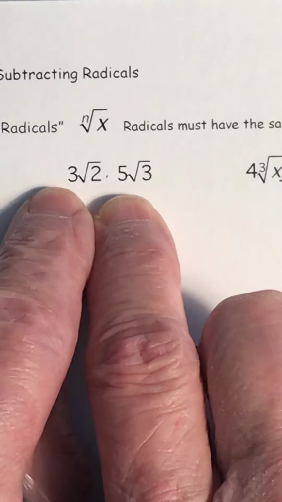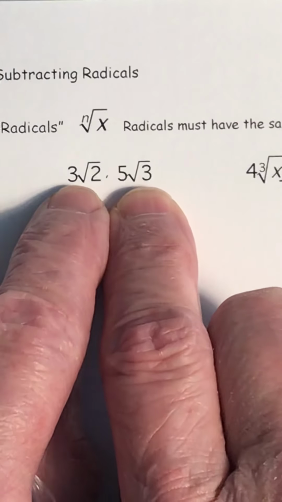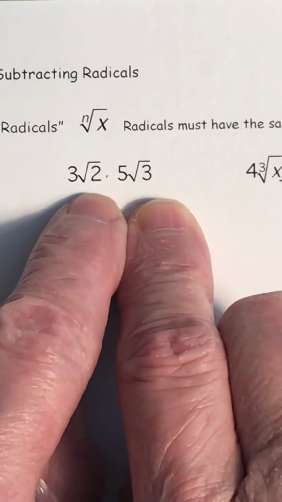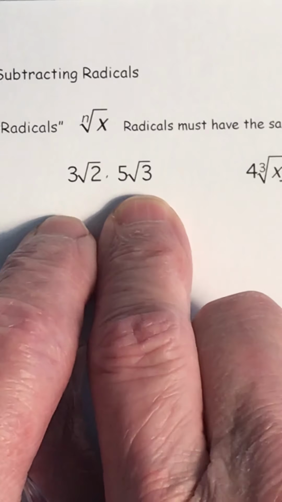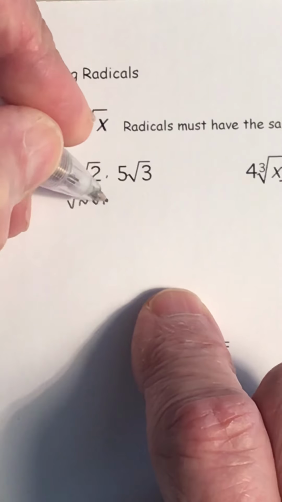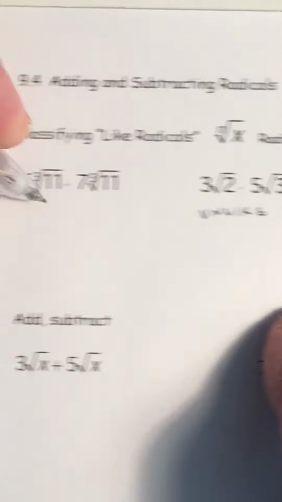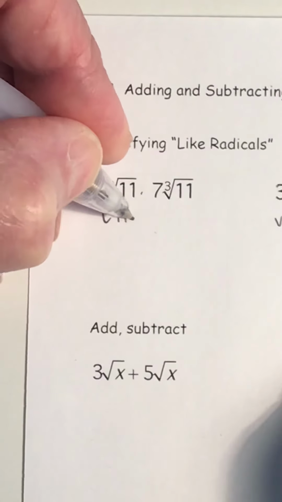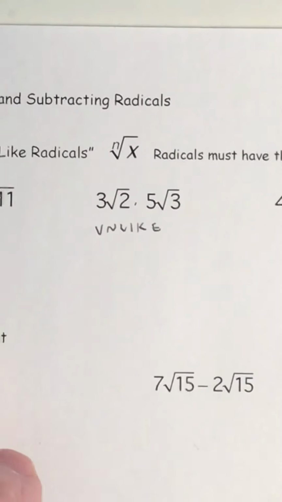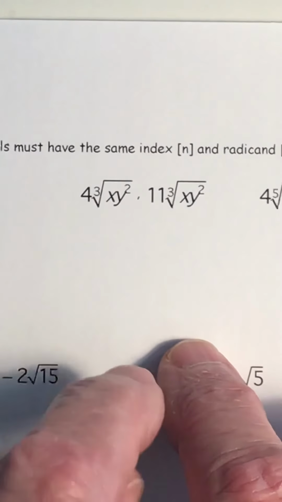Here the coefficients are 3 and 5. They're both square roots, but the radicands are different. This is square root 2, square root 3. These are unlike. Let's write that down. These are like, and these are unlike. Doesn't mean they're bad, they're just unlike.